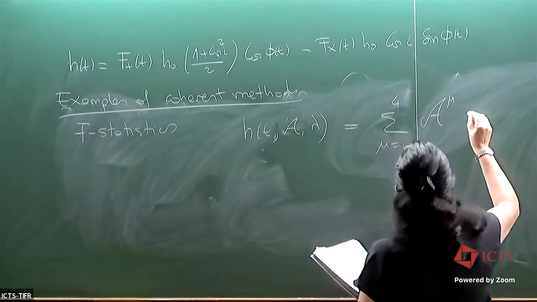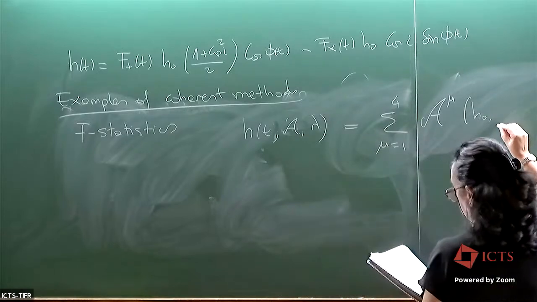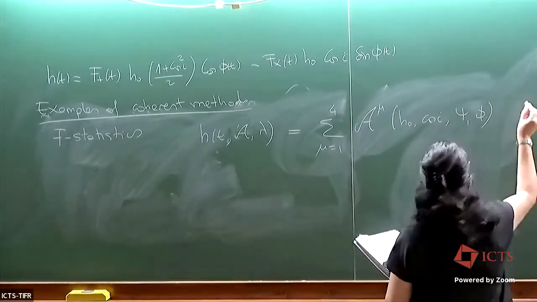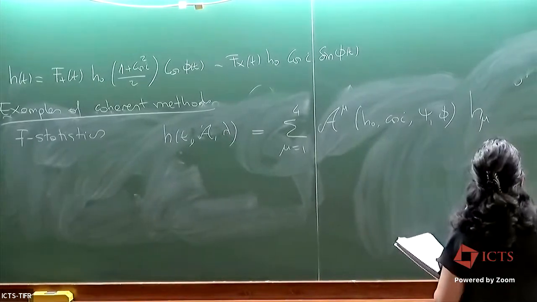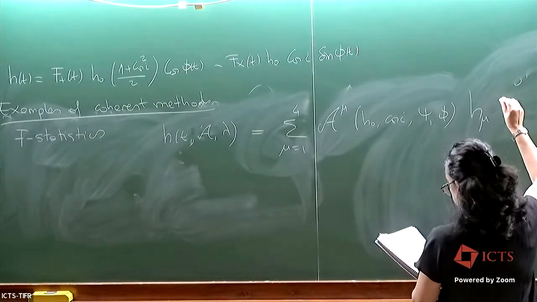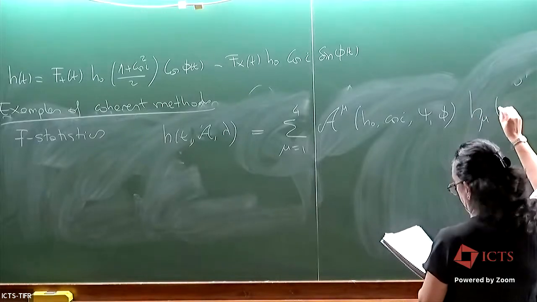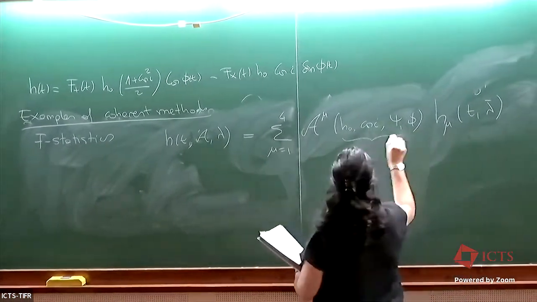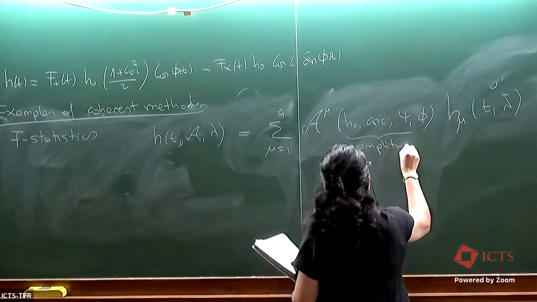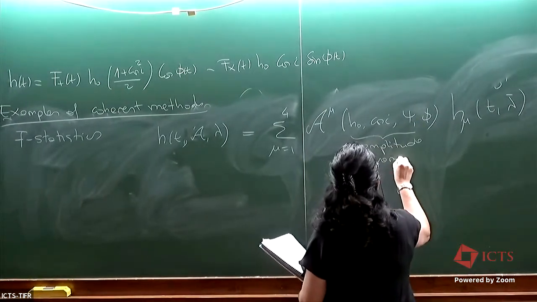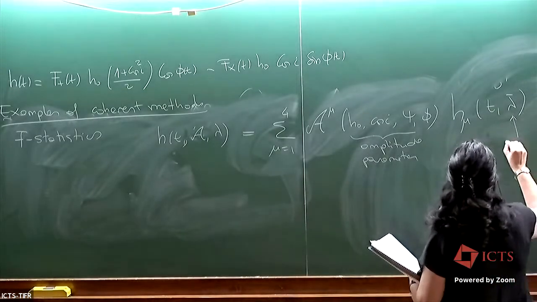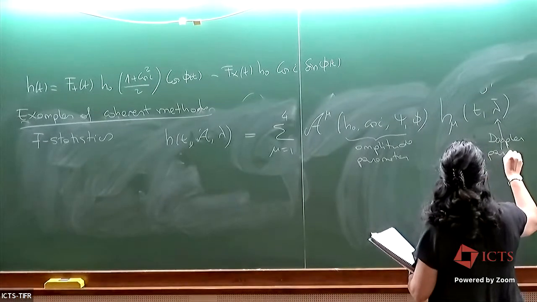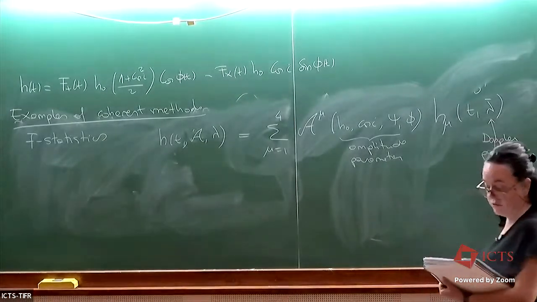in which there were some amplitude parameters that depend on H0, cos iota, polarization and initial phase, and then the waves here that depends. So these are the so-called amplitude parameters. And here is what we call the Doppler parameter, so that the one that describes the frequency evolution of the signal.